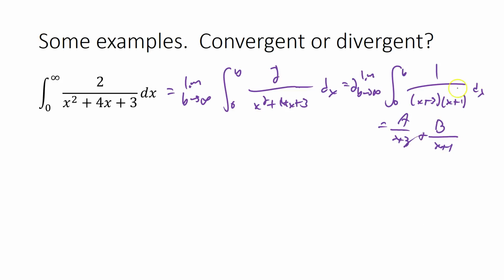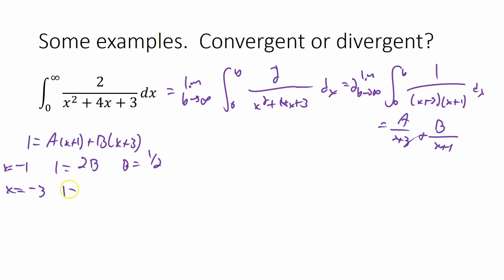Okay, so if we multiply both sides by the entire denominator, we're going to have 1 is equal to A times x plus 1 plus B times x plus 3. Convenient values for x. Let's try x equals negative 1. So we have 1 is equal to 2B. So B is 1/2. And if x is negative 3, then we have 1 is equal to negative 2A. So A is negative 1/2.